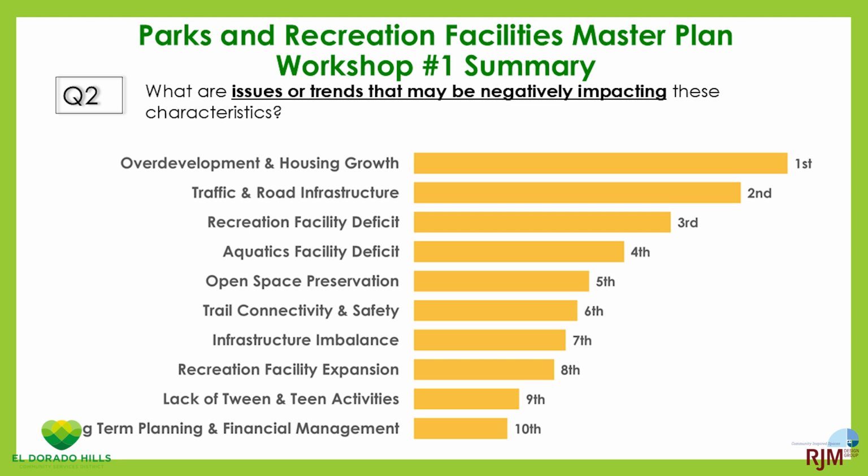The second question asks, what are some issues or trends that may be negatively impacting these community characteristics? We heard overdevelopment and the housing growth, traffic and road infrastructure, as well as needing more parks and recreation facilities and aquatics facilities, and open space preservation.